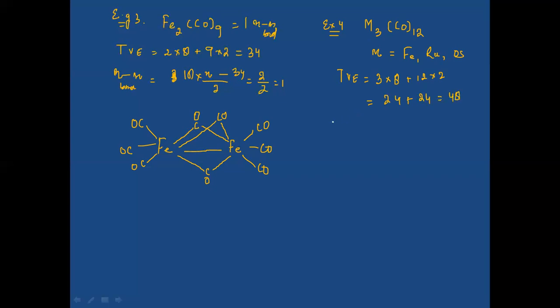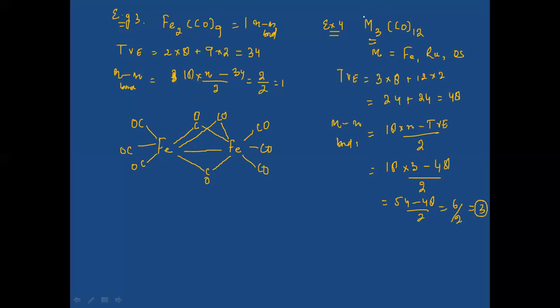Now we have to determine metal-metal bonds. To determine metal-metal bonds, we use the formula 18 into N minus TVE, divided by 2. Here 18 is fixed and N is the number of metal atoms, that is 3. That means 18 into 3 minus TVE, that's 48, divided by 2. So this will come out to be 54 minus 48 divided by 2, which is 6 divided by 2, that is 3. So these types of complexes contain 3 metal-metal bonds. Clear? So if we have 3 metal-metal bonds, we can arrive at the structure of this compound.